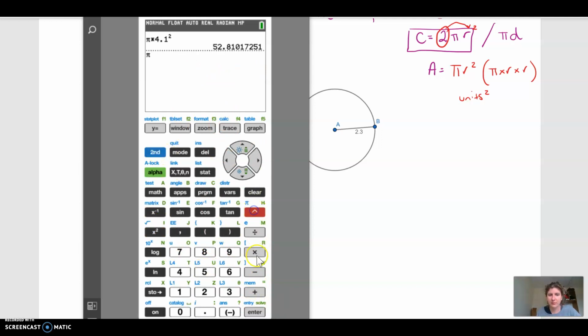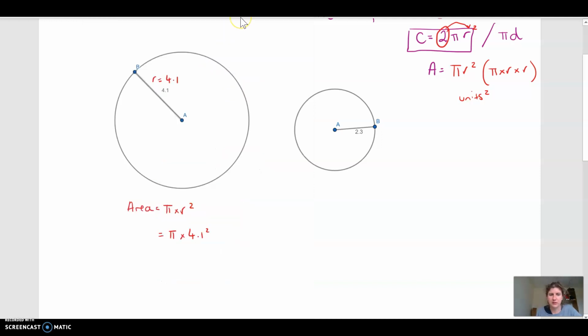If I wanted to times this by 4.1 twice, I still get the same answer. Exactly the same. I'm going to round this to 2 decimal places, so it's 52.81. And I haven't got any units there, so I'm just going to write units squared for area.